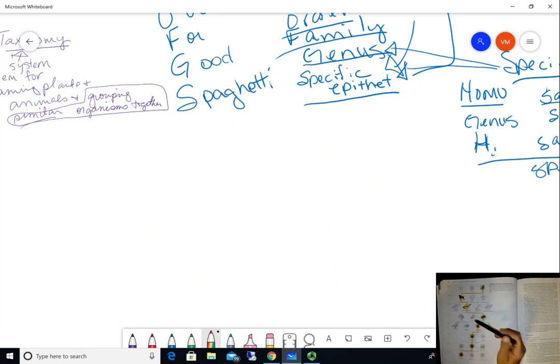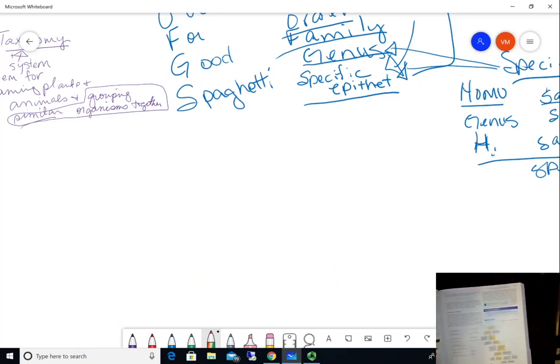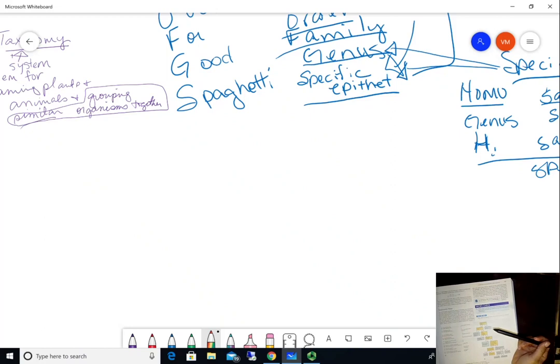We use this a lot of times when we are trying to classify organisms and identify them. So I'm going through this to kind of explain some other things that we may use, such as taxonomic keys. So, taxonomic keys are used by people that classify, or taxonomists.